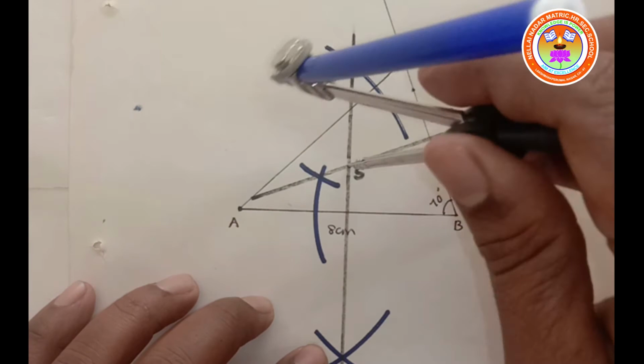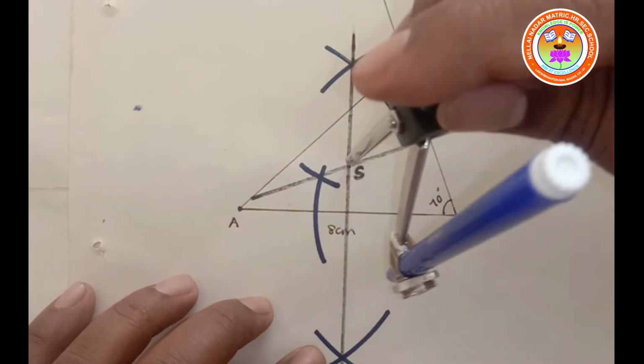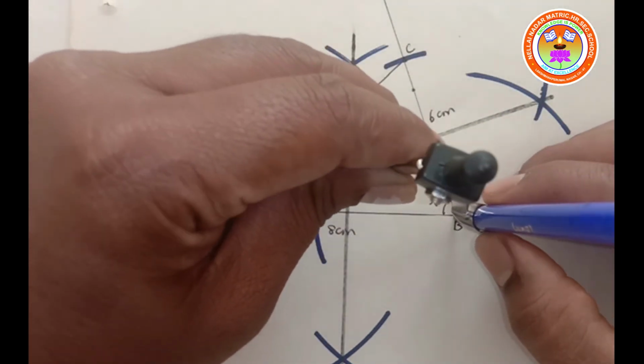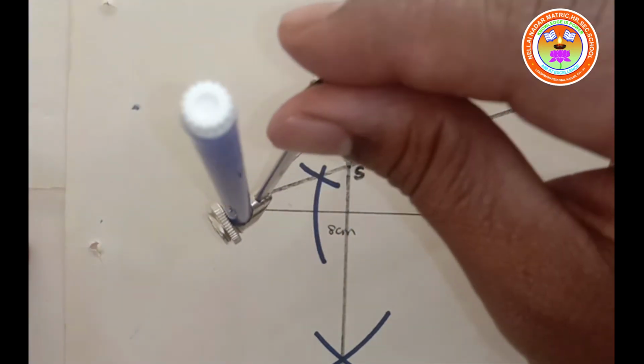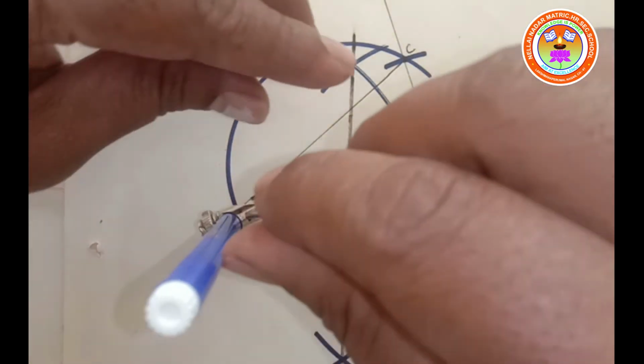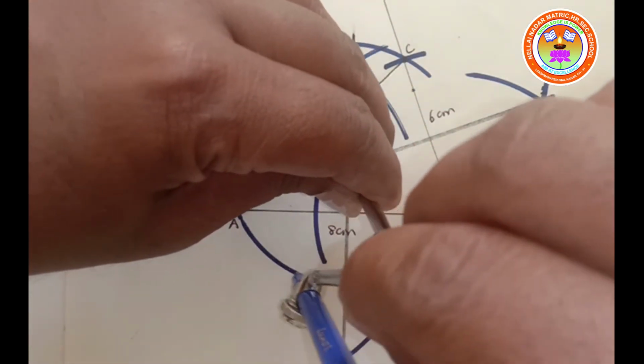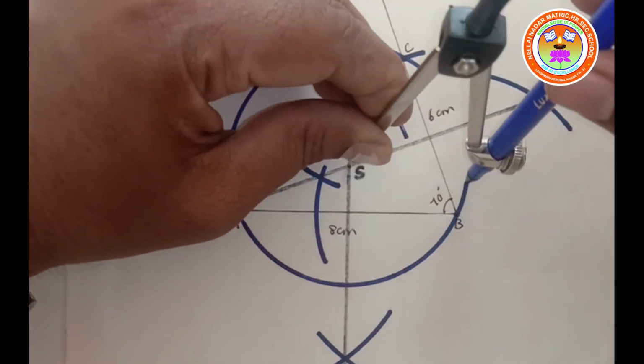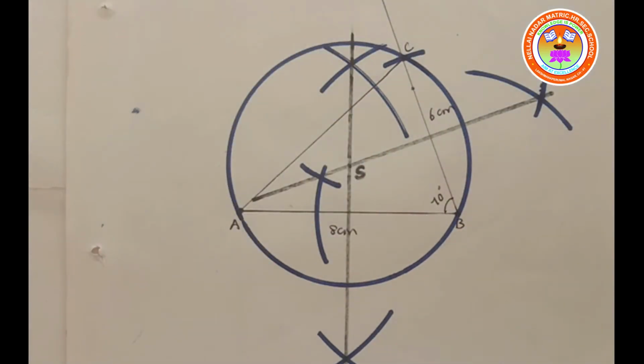AS, BS and CS. Exactly, it should intersect the vertices of the triangle. It's clear, children? Now you have to find circumcenter and circumradius. That means you're going to measure from S to A, B or C.